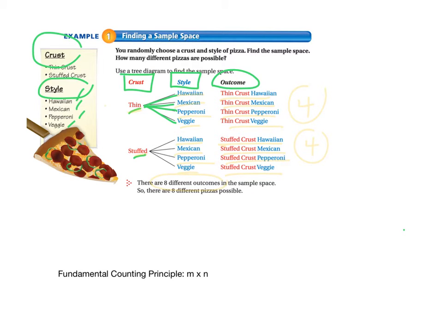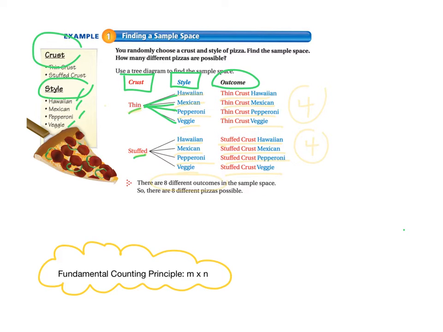Okay. Hopefully that makes sense. Now there's something really cool, which I think you guys are going to enjoy, called the fundamental counting principle. This thing down here. And what it's saying is that you don't have to go through and create a tree or a diagram and list out every single possible choice. There's an easier way of doing it.